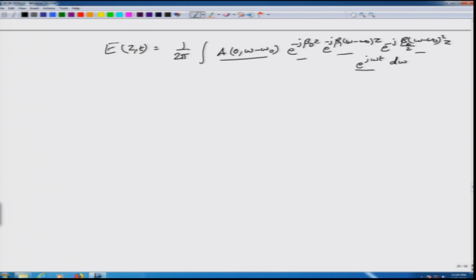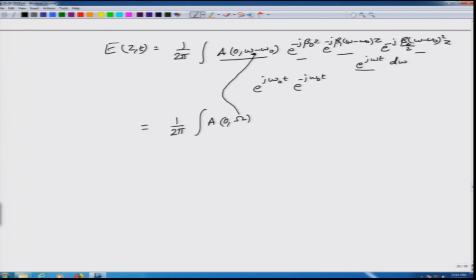Now look at this: this entire thing is a function of omega minus omega 0 rather than omega. So, what I can do is multiply inside the integral the quantity e power j omega 0 t and e power minus j omega 0 t, so that the product is equal to 1 and I have not changed anything. Once I do that, I have a term that is entirely a function of omega minus omega 0, which I will call capital omega, where capital omega is by definition the deviation from omega 0, which is omega minus omega 0.